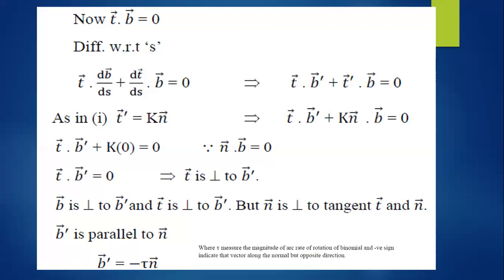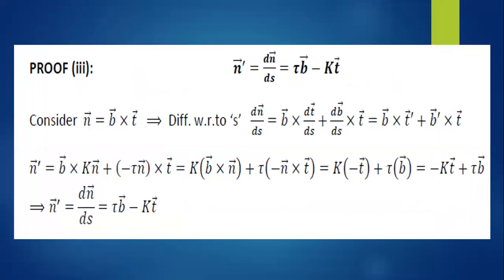Now, proof number 3. N prime is equal to dN over ds, meaning this prime is dN over ds, is equal to tau B minus kappa T. Consider N is equal to B cross T. It is no problem. N is equal to B cross T.